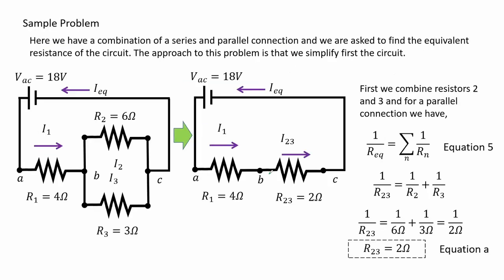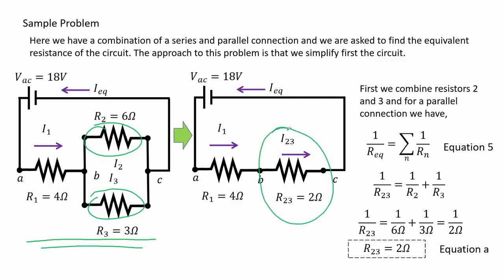Here we have a combination of a series and parallel connection, and we are asked to find the equivalent resistance of the circuit. The approach to this problem is that we simplify the circuit first. First we combine resistors 2 and 3, which are in a parallel connection, and we get its resistance is 2 ohms as shown in equation A.